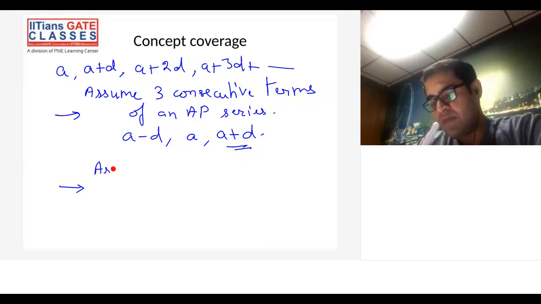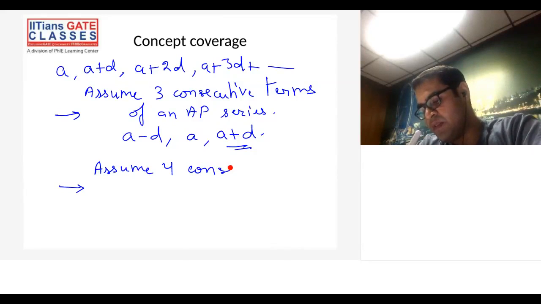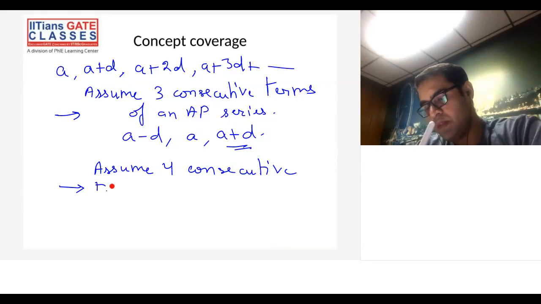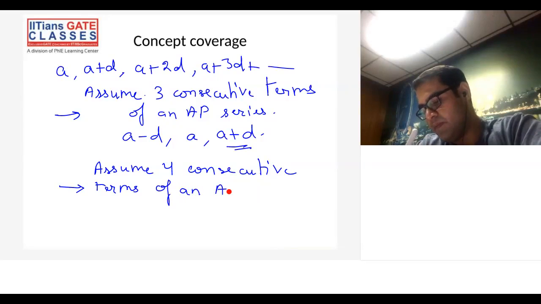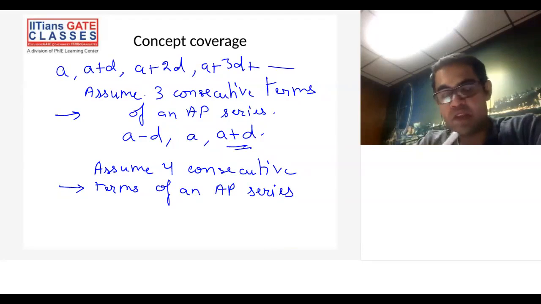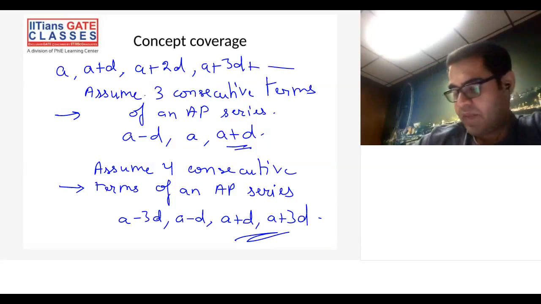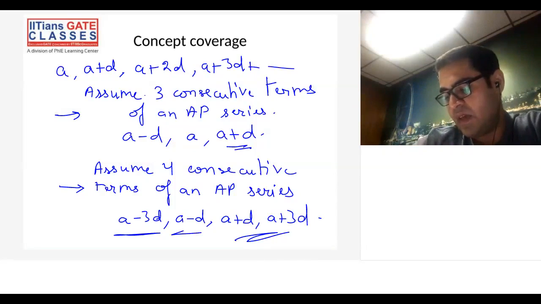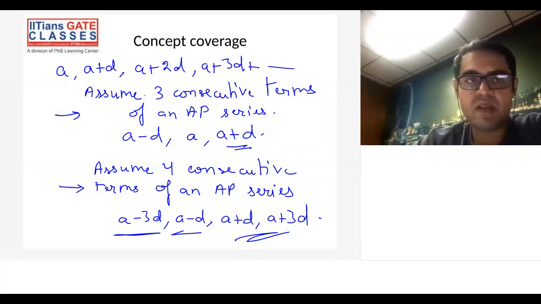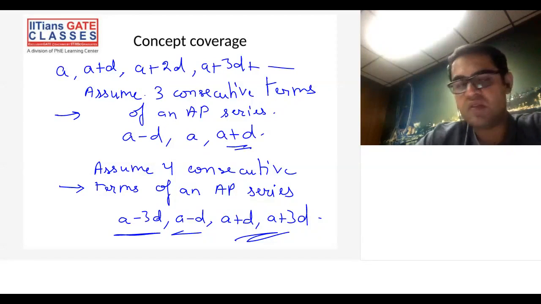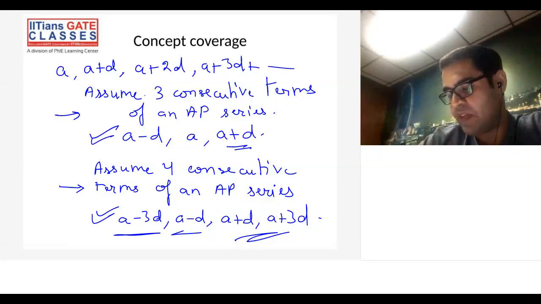Another thing, if they say assume four consecutive terms of an AP series, then you will assume them as A minus 3D, A minus D, A plus D, and A plus 3D. There is some idea behind these assumptions, why I took A minus D, A minus 3D, and so on. We are not going to go into that, because this video is mostly explaining the concepts briefly, and then we move to the questions. So you can just keep this in mind: assume three consecutive terms of an AP series, assume four consecutive terms of an AP series.